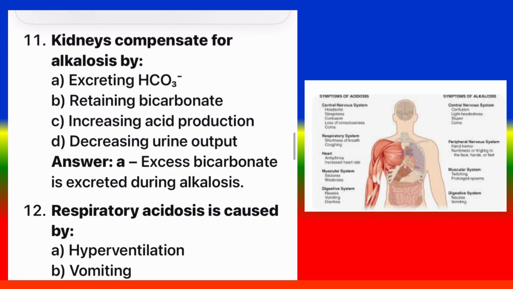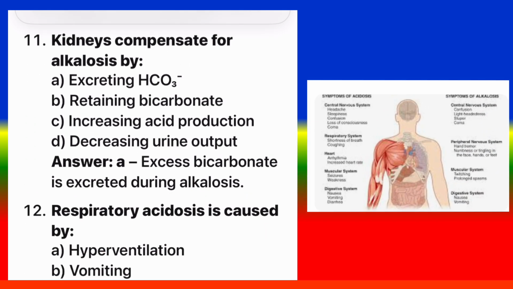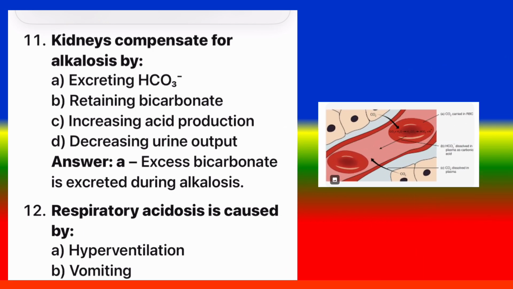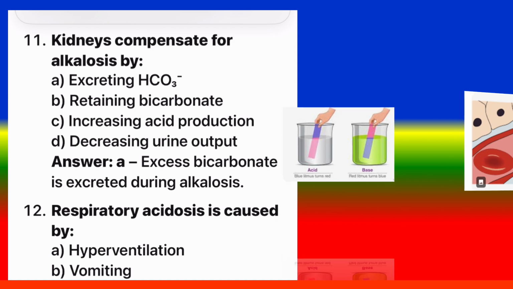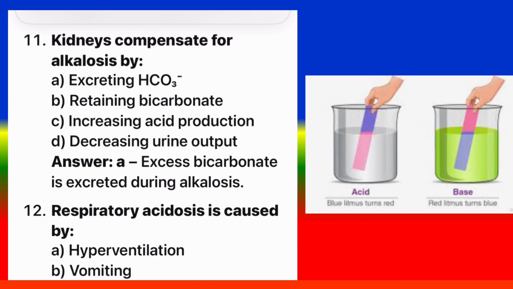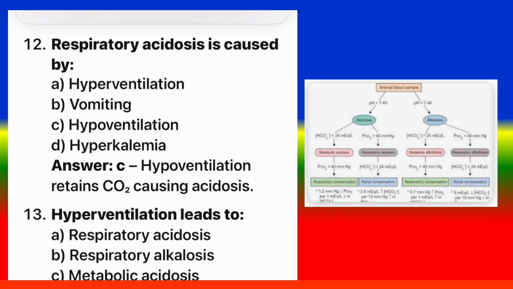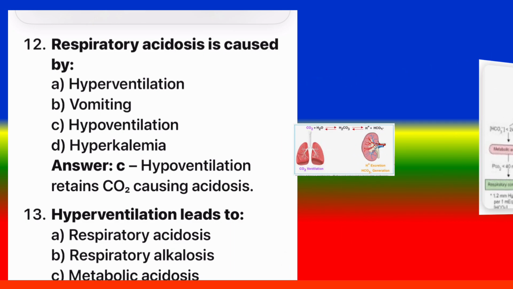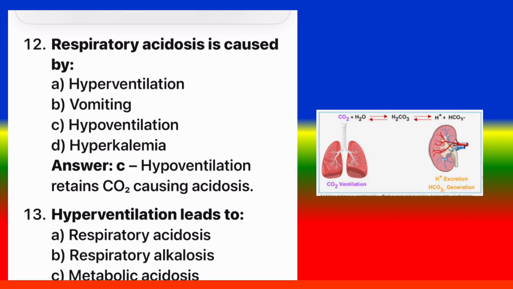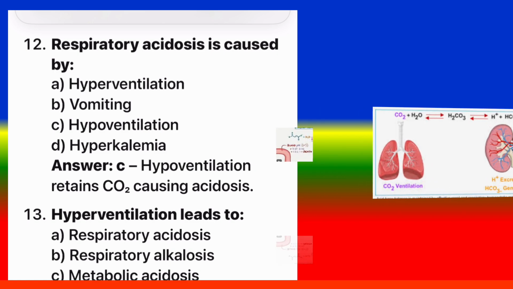11. Kidneys compensate for alkalosis by: A. Excreting HCO3-, B. Retaining bicarbonate, C. Increasing acid production, D. Decreasing urine output. Answer A. Excess bicarbonate is excreted during alkalosis. 12. Respiratory acidosis is caused by: A. Hyperventilation, B. Vomiting, C. Hypoventilation, D. Hyperkalemia. Answer C. Hypoventilation retains CO2, causing acidosis.